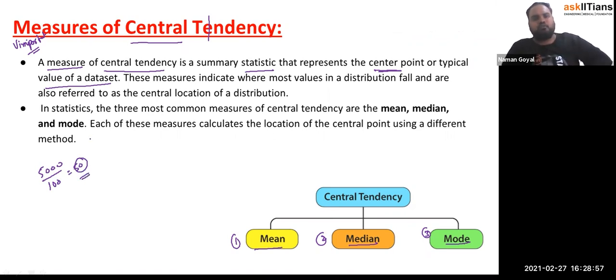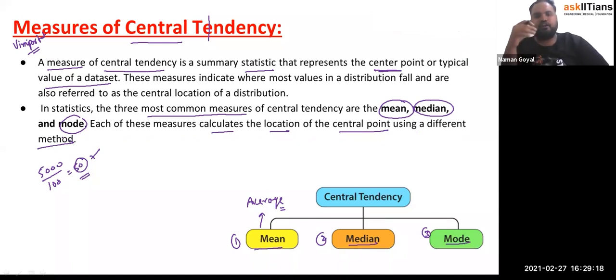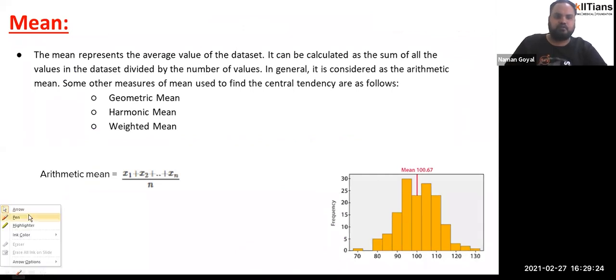So that average is also known as mean. Mean is also known as average. In statistics, the three most common measures of central tendency are mean, median, and mode. Each of these measures calculates the location of the central point using a different method. We can find mean, median, and mode with the help of different methods.